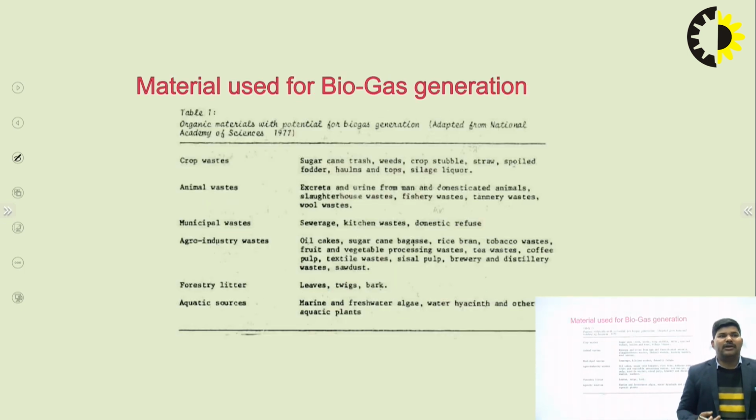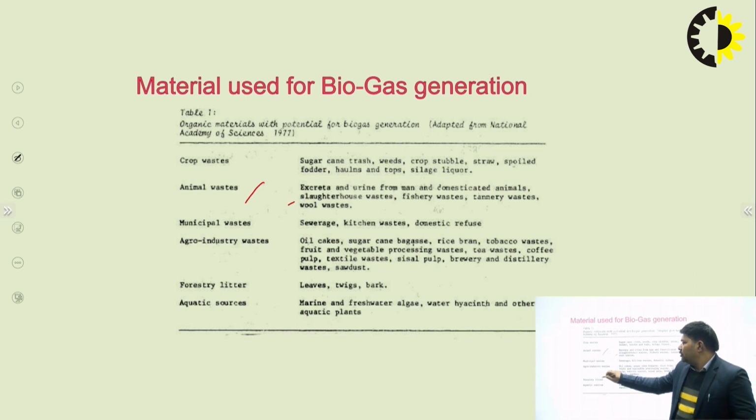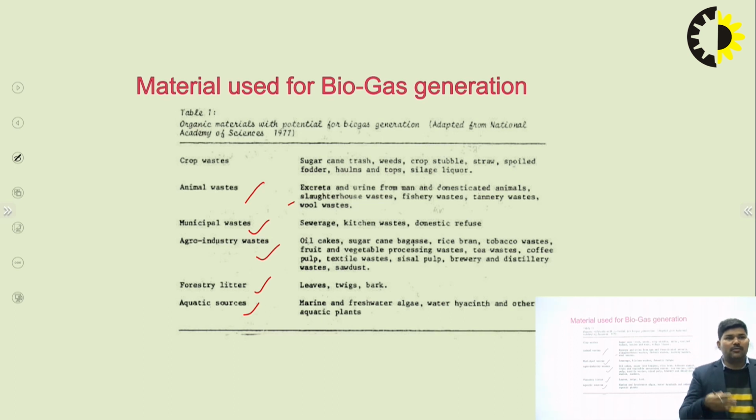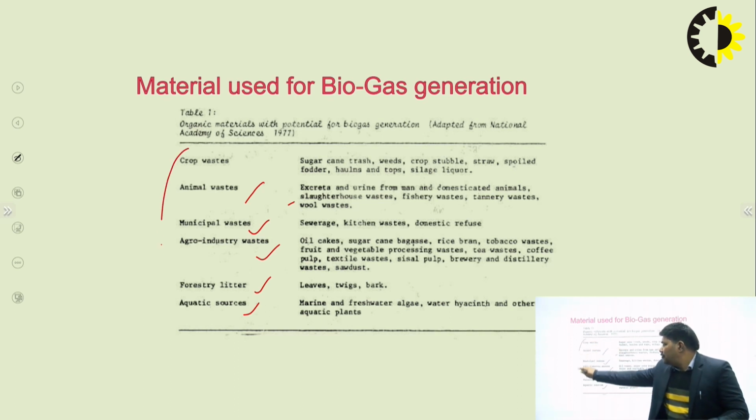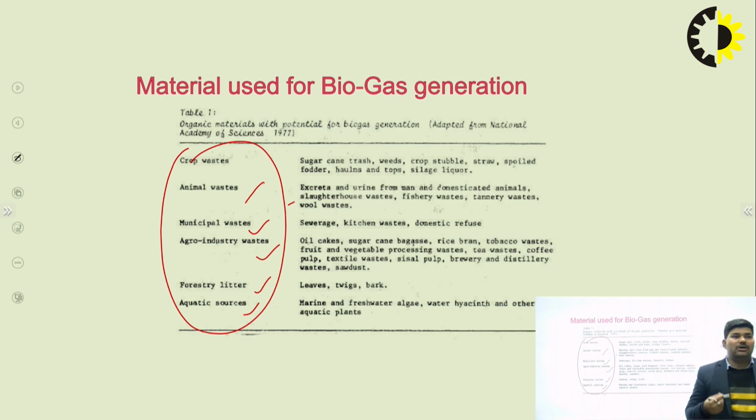There are some materials used for biogas generation: cow dung, animal waste, municipal waste, agro-industrial waste, forest litter and aquatic surface plants. These materials are the basis of generating biomass, and we can use them accordingly. For example crop waste, sugar cane, seeds, crop vegetables, spoiled food and human waste. There are various materials used for biogas generation.